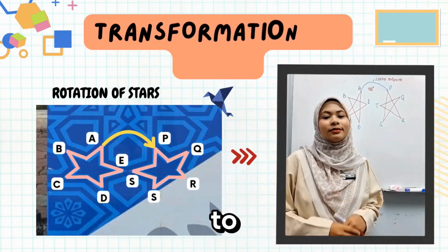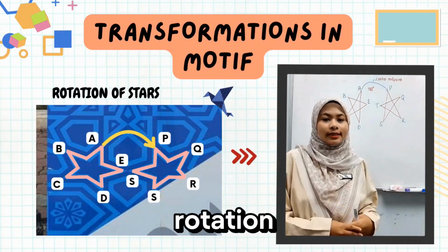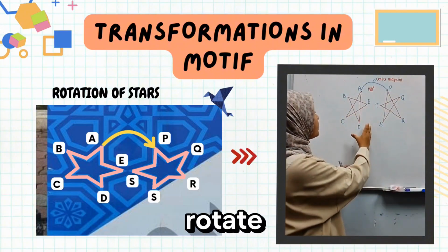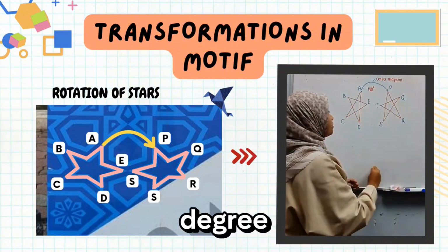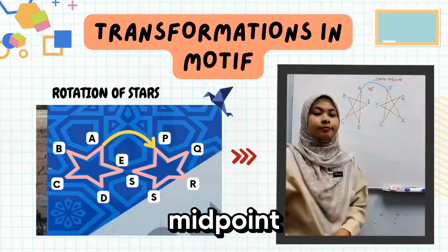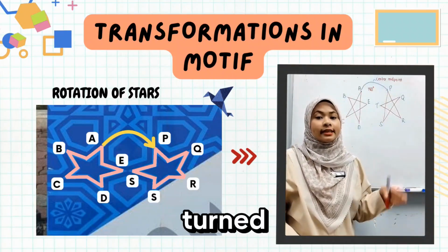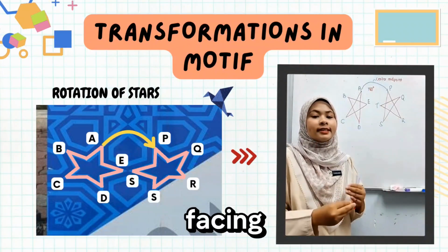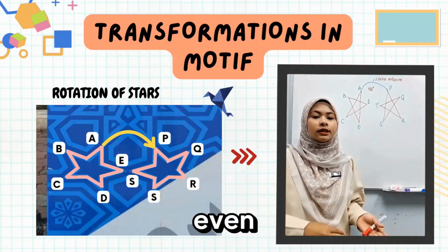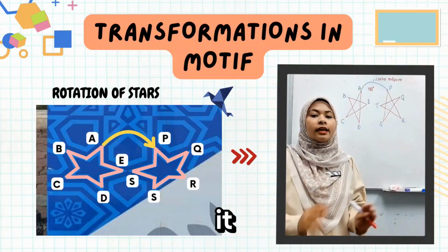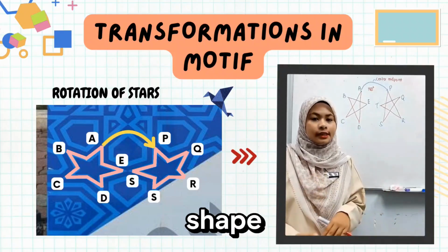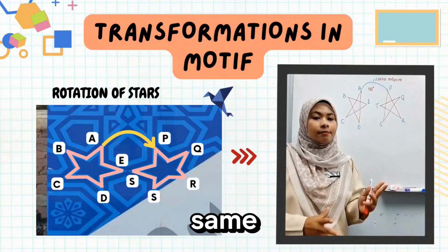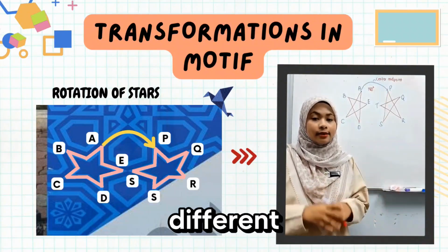Now, let's look at the next transformation, which is rotation. In this example, we can see a star motif is rotated 180 degrees around a central point. This means the shape is turned half way around a point, so it ends up facing the opposite direction. Though the star has turned, it does not change its size or shape. All the points, angles, and sides stay the same, but only the direction is different.